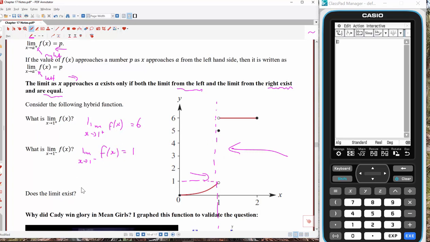Okay, does the limit exist? No, as the limit as x approaches 1 from the right for the function is not equal to the limit as x approaches 1 from the left for the function. That's why the limit doesn't exist. The limit from the left and the limit from the right are not the same value, and so we say here that the limit does not exist.